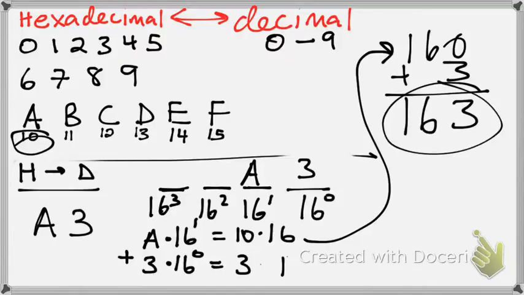So my number A3 in hexadecimal becomes 163 in decimal. That's the basics. Hexadecimal to decimal is a lot easier than going from decimal to hexadecimal.